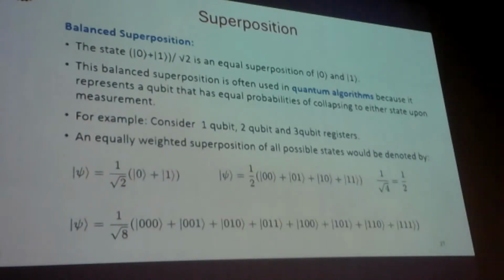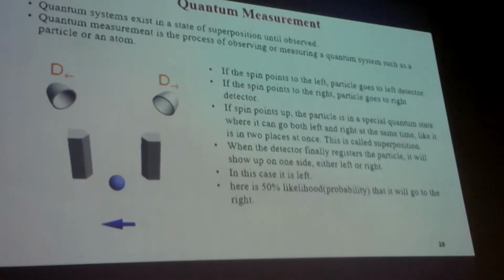Now look at 3-bit. So 3-bit means we have 8 combinations, 0 0 0, 0 0 1 and so on up to 1 1 1. But 8 combinations, so 1 by root 8, 1 by root 8, you have to keep on adding. Then you can write the Schrodinger wave equation. This is how the qubit can be represented.